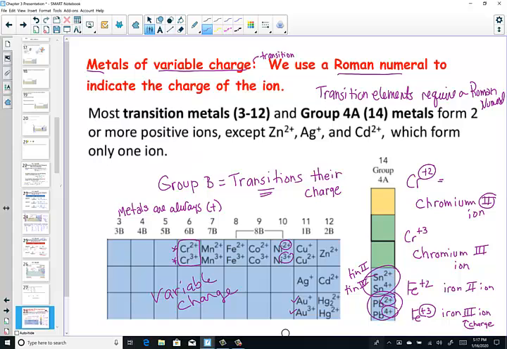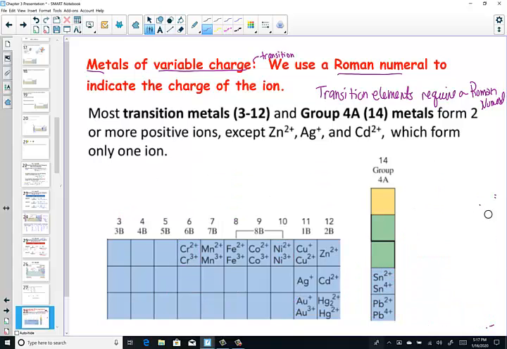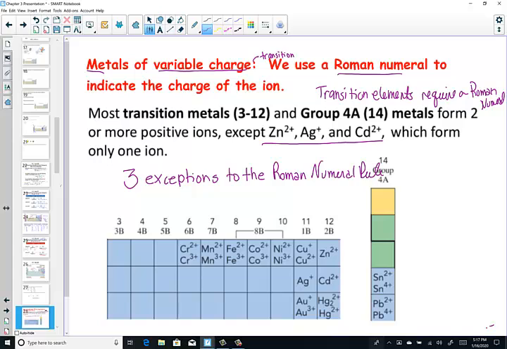The next thing I want to challenge you to do is to find these 3 exceptions to the Roman numeral. There are 3 exceptions when I say that all transition elements require a Roman numeral. There's 3 that break that rule. The first is the element zinc. Zinc will always be a +2 ion. Always. There is no variable charge. Therefore, do not give it a Roman numeral. It doesn't need it. It's always +2.